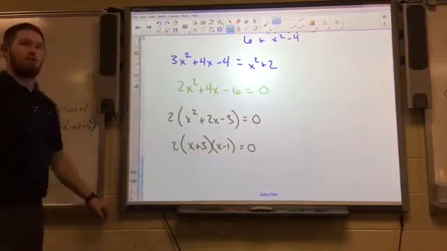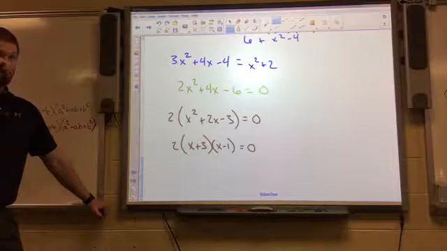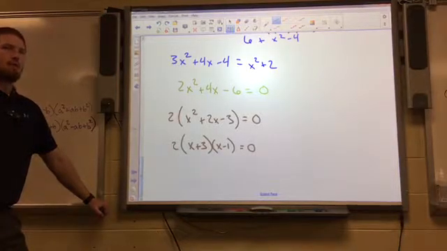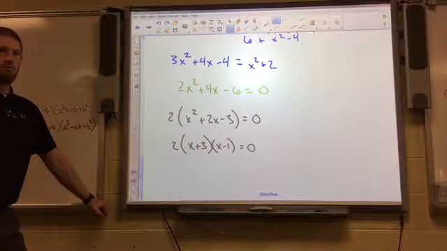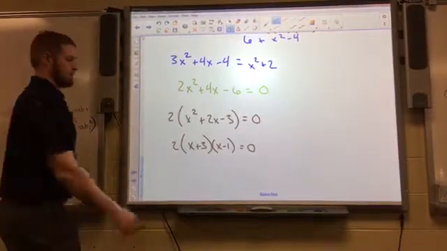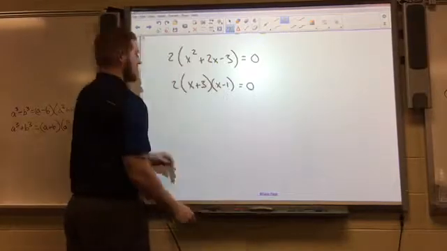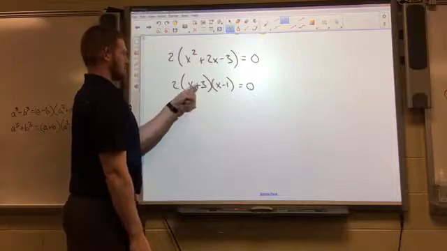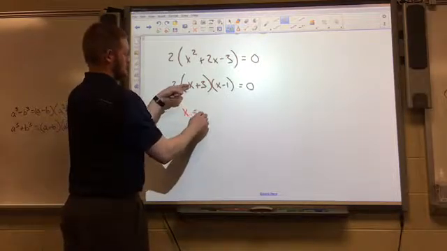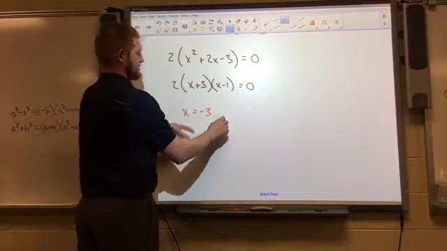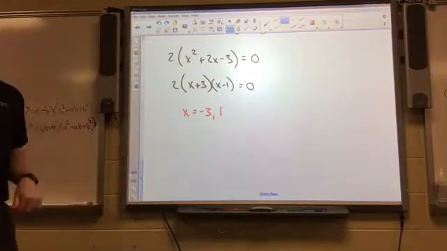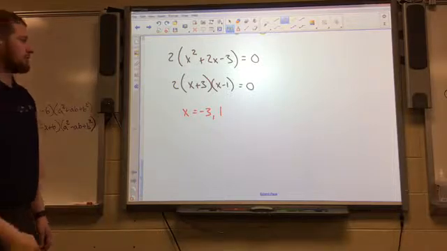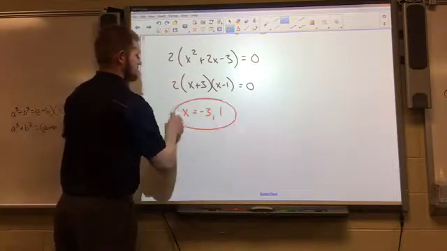Right? Is everybody following? Good, Mitch? Now how do I actually figure out what x is, though? I set x plus 3 equal to 0 and x minus 1 equal to 0, right? So what do I get out of this one? Negative 3 and positive 1. Would you have gotten the same thing if you used quadratic formula? Yes, you should have. Okay, so here's my answer.